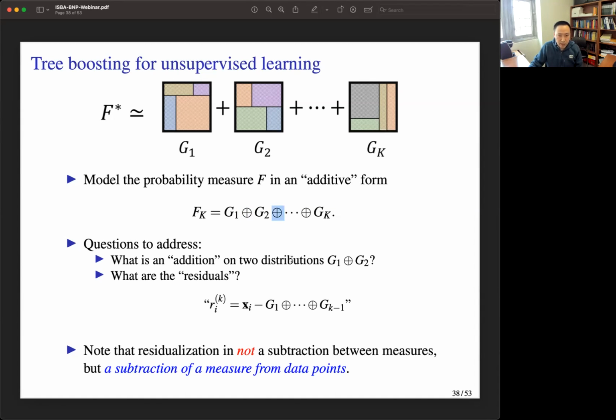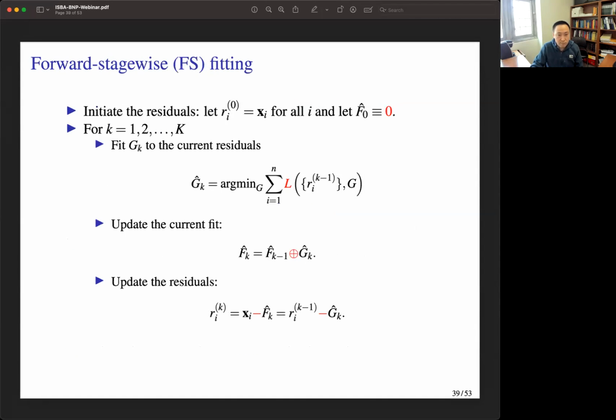And if we want to come up with a fitting algorithm that's analogous to the supervised problem, we also need a notion of residuals, which corresponds to removing the current fitted measure from the set of observed data to get a set of current residuals so that you can fit the next base learner to it, right?